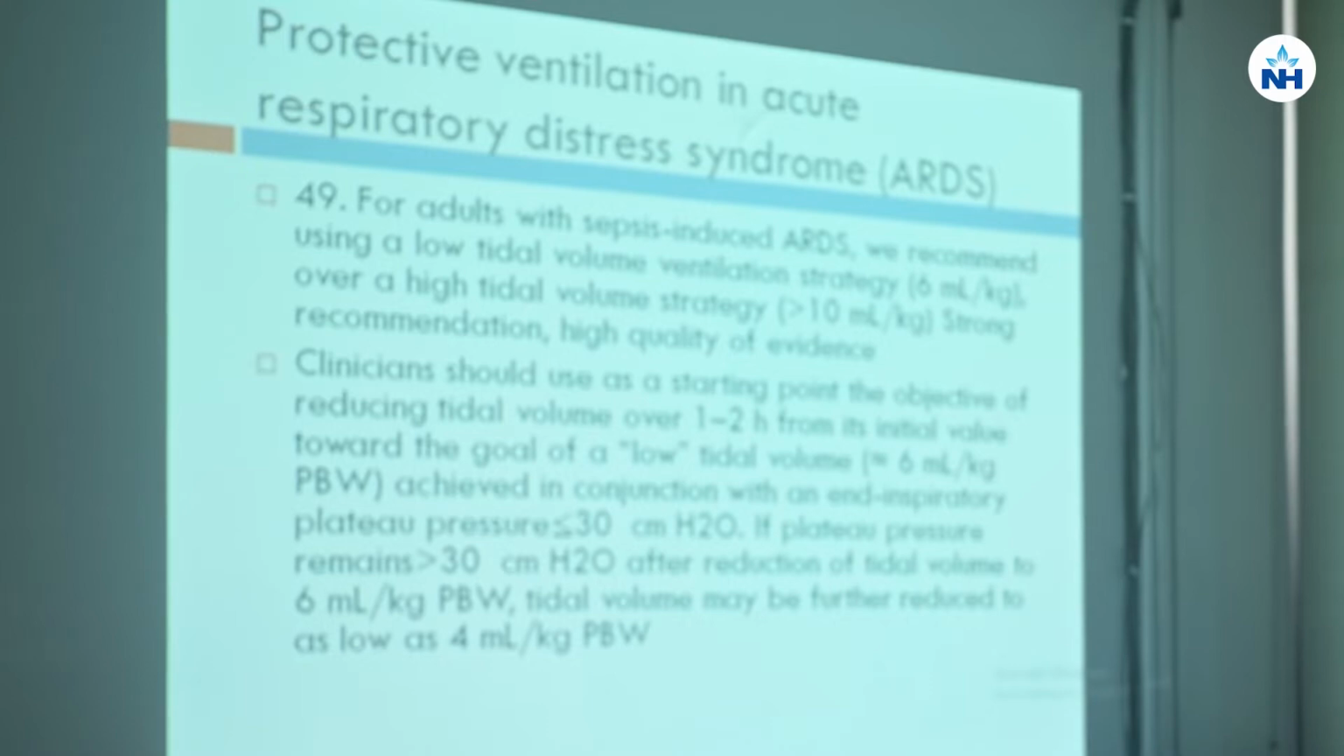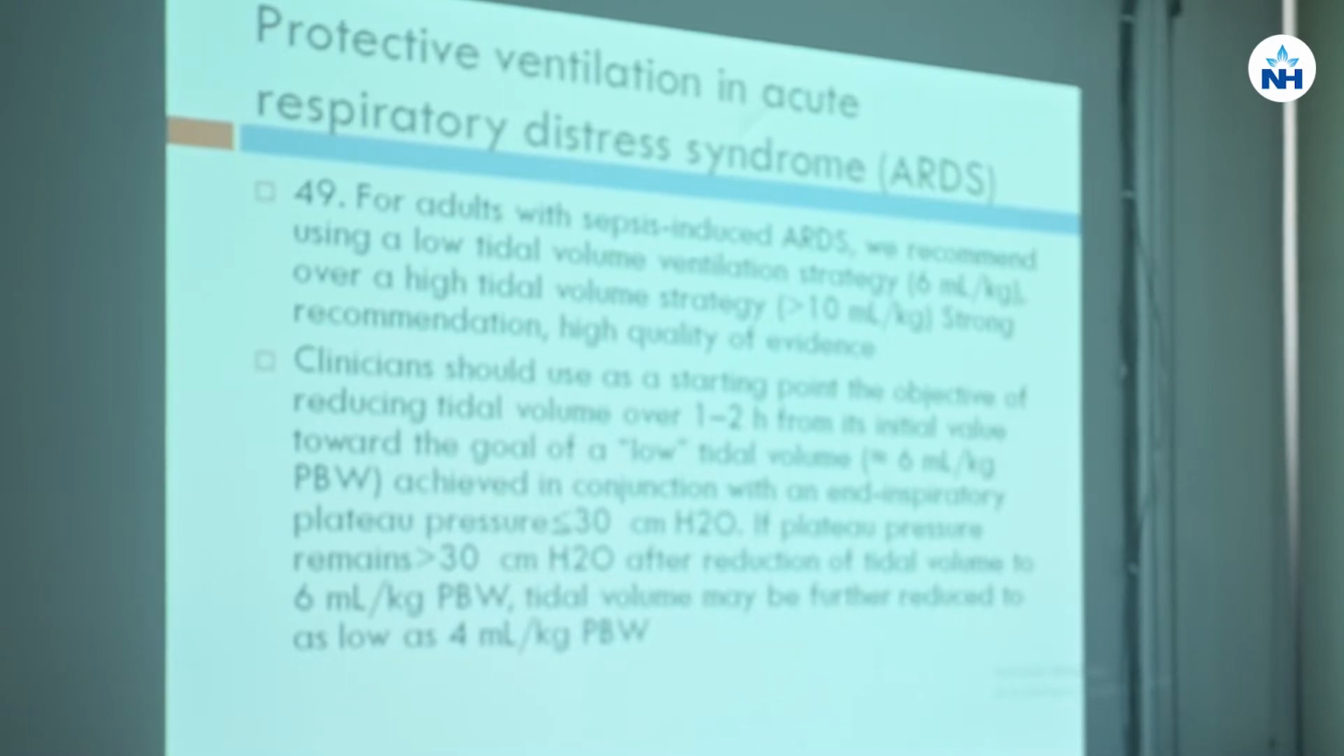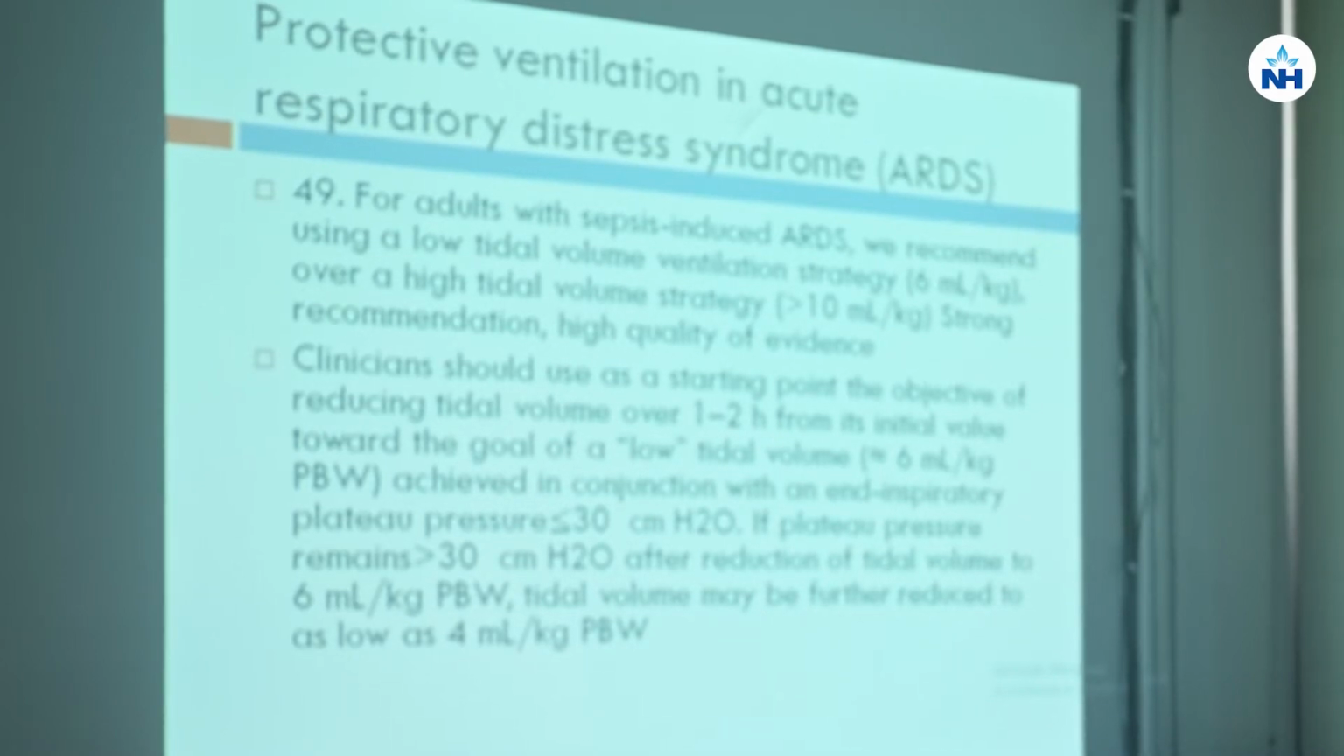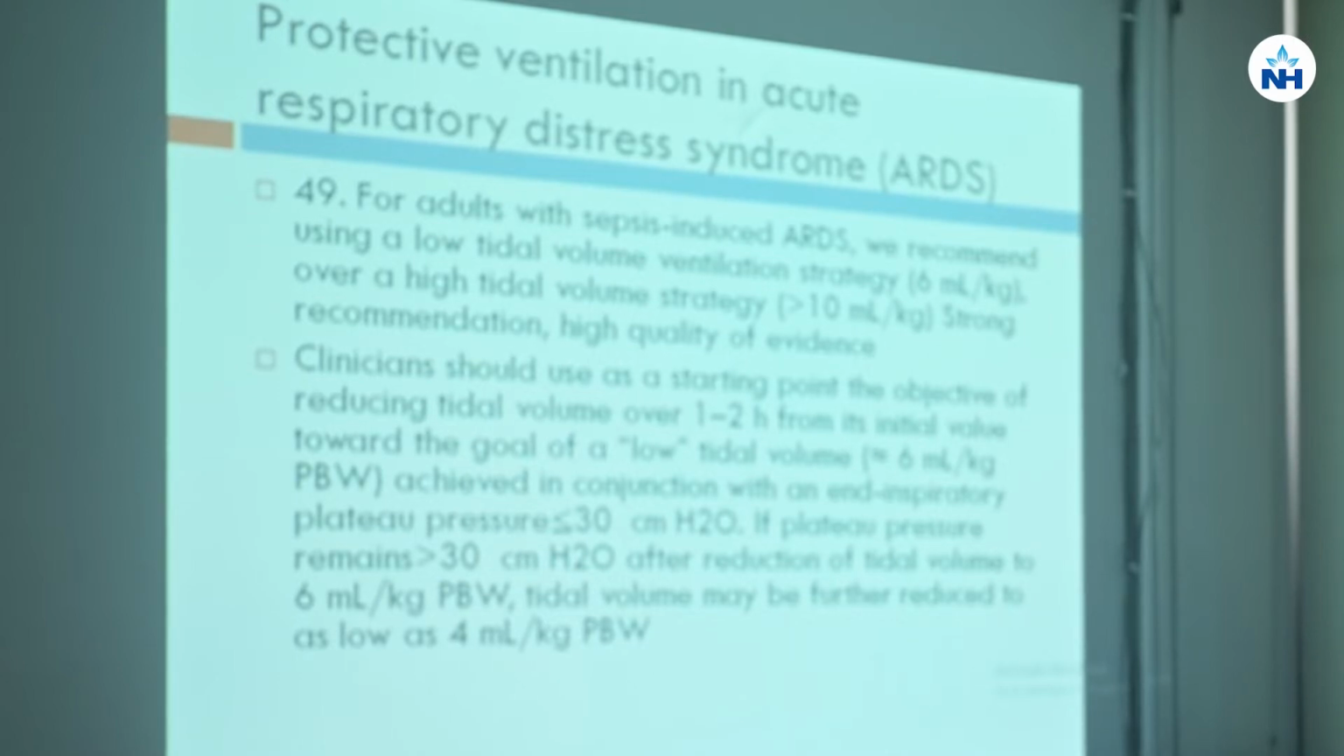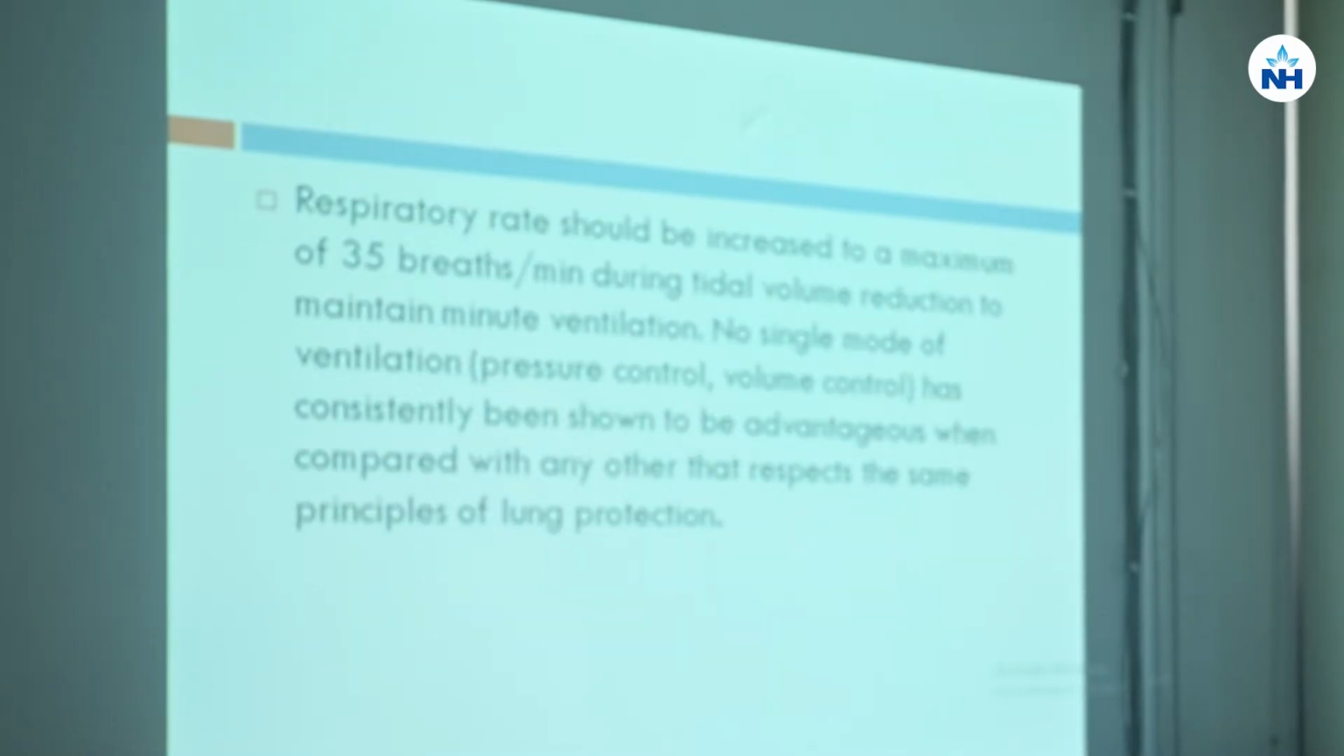So, clinicians should use as a starting point the objective of reducing tidal volume over 1 to 2 hours from the initial value toward the goal of low tidal volume, 6 ml per kg predicted body weight, achieved in conjunction with an end inspiratory plateau pressure less than 30 cm of H2O. If plateau pressure remains more than 30 cm of H2O after reduction of tidal volume to 6 ml per kg predicted body weight, tidal volume may be reduced further down to 4 ml per kg predicted body weight. This is the same as the previous one. Now, respiratory rate should be increased to a maximum of 35 breaths per minute with tidal volume reduction to maintain the minute ventilation.